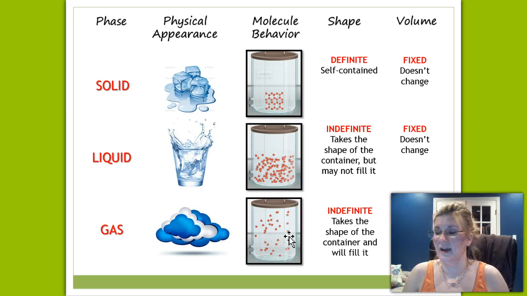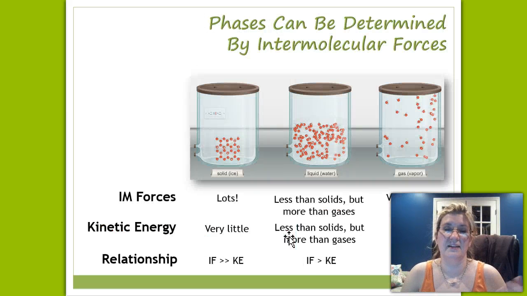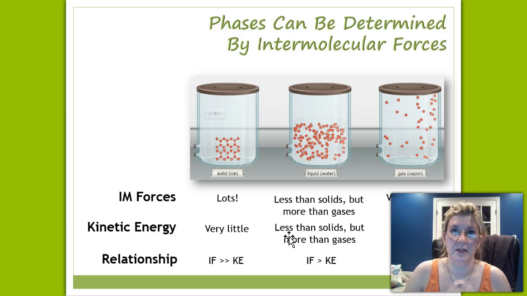They do not have a definite shape. They take the shape of the container always, and they will exceed the container. So they don't just take the volume of the container, but they will also, if we take the lid off, escape the container. This has complete and total relevance to what we're talking about today, and that is something going to be a gas or a liquid, and how do we know?